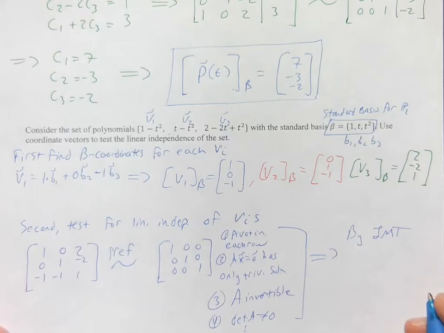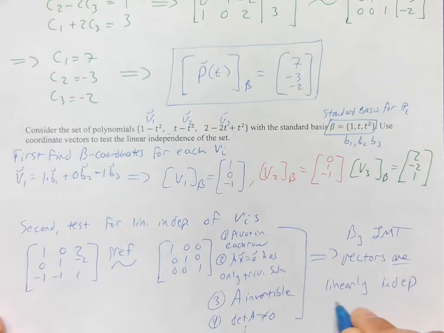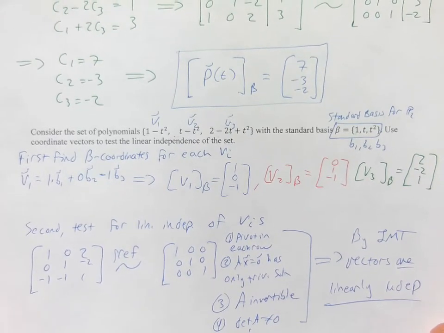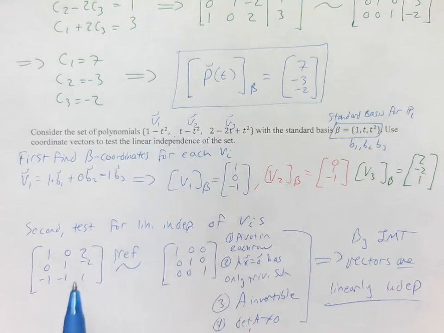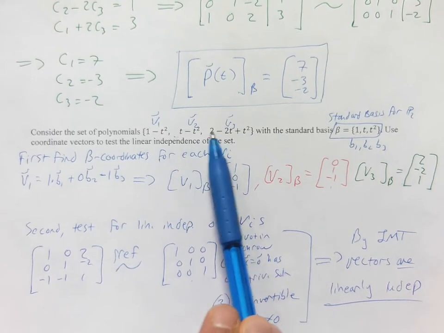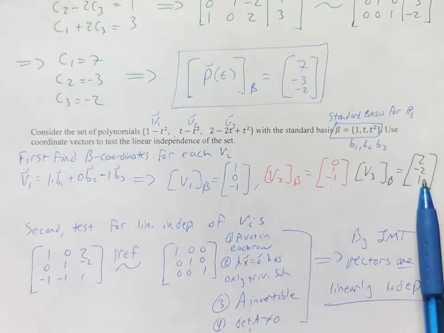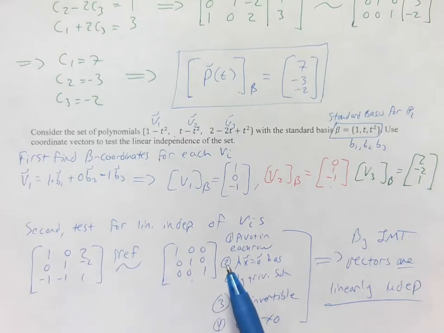So by the inverse matrix theorem, the vectors are linearly independent. And so the cool thing is, what we just did is, we've got these vectors in this abstract space, but we were able to show that they're linearly independent by looking at their coordinate vectors in Rn. So you can take these abstract vectors, relate them to Rn in some way, and then use our tools from Rn to talk about linear independence.